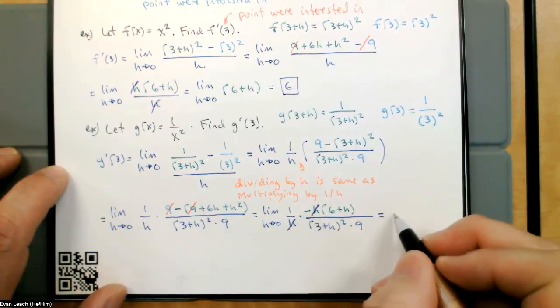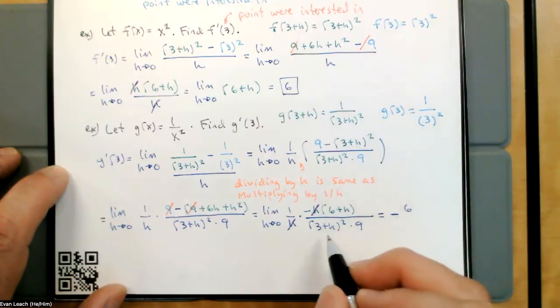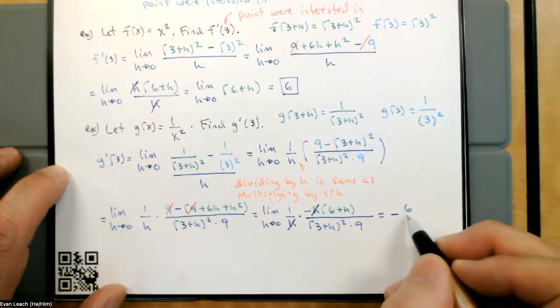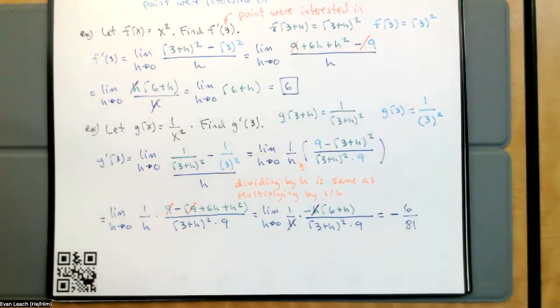So I've still got this negative. 6 plus h is just 6. And in the bottom, I've got 3 plus h, 3 plus 0 is 3. Squared is 9 times 9 is 81. Questions?